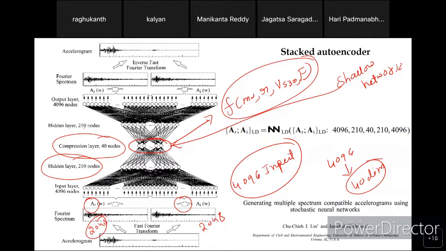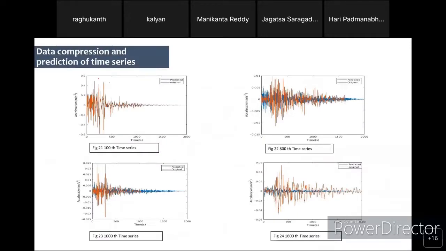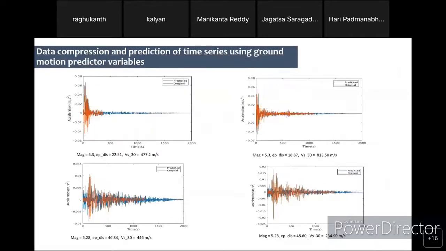So we tried this also. You can see this is the original set, and the predicted is almost close to the original. Of course, for some stations you don't get a good comparison, while for some stations this network is able to capture these terms also. So this is an application of auto encoders to simulate a time history directly. No Fourier amplitude spectrum, no form spectrum. Directly we work with the time history itself.